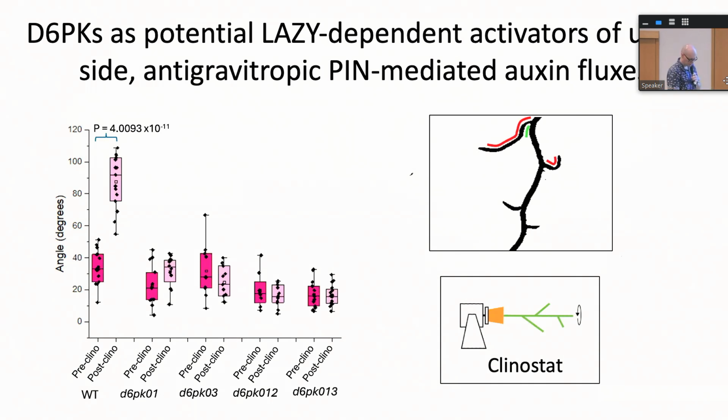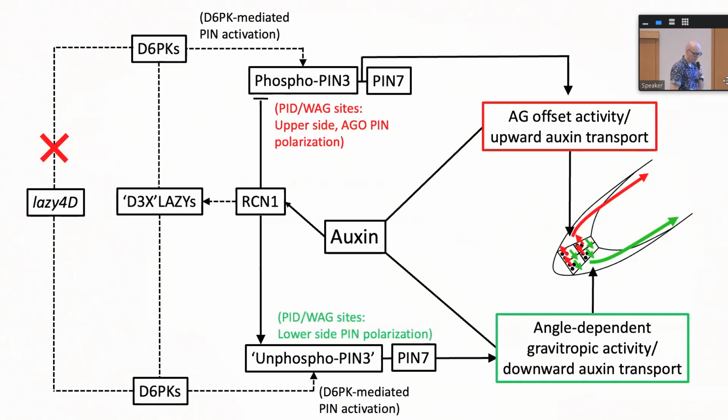So for us, this is all still quite speculative. But this is an elaboration of the model I showed earlier. What we have is a system that's controlling the bipolarity of PINs in the columella. That's based on what we would refer to as the PID-WAG phosphorylation sites in the PINs. The paper I described at the beginning has all the data showing that it's about those sites, and we have phosphovariant data from Yiji's lab that supports that idea. So there's something that sets up this bipolarity.